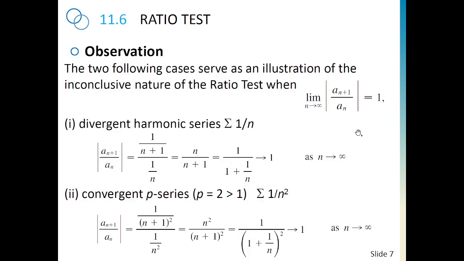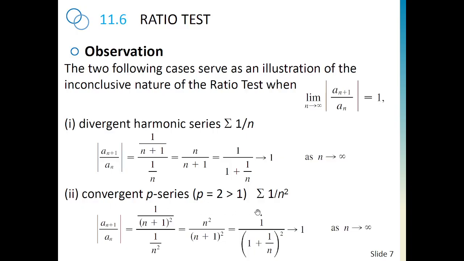Here is an example of why we cannot conclude anything using the ratio test when the limit of the ratio is 1. Here are two different series. One is the divergent harmonic series, the series of 1 over n. If we apply the ratio test, a_{n+1} is 1 over n plus 1, divided by a_n, which is 1 over n. So we have a double fraction, we rewrite it. The limit here will be 1. But we know that this is a harmonic series, so it is divergent.